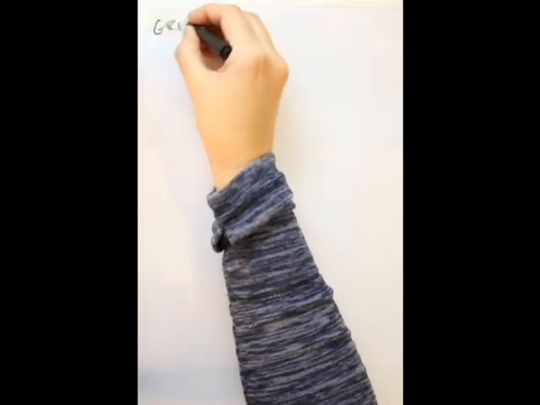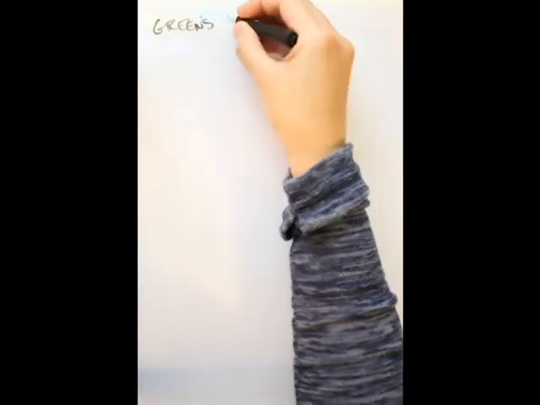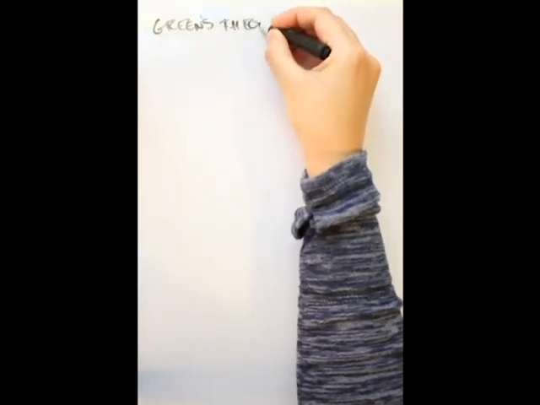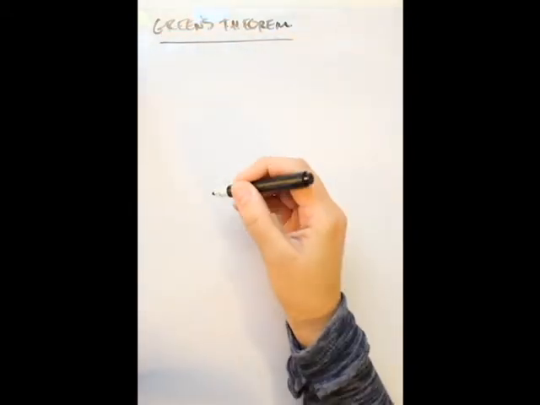In this video, we're going to talk about Green's theorem. There are actually two forms of Green's theorem: one is the circulation form, the other is the flux form, and we'll talk about both.